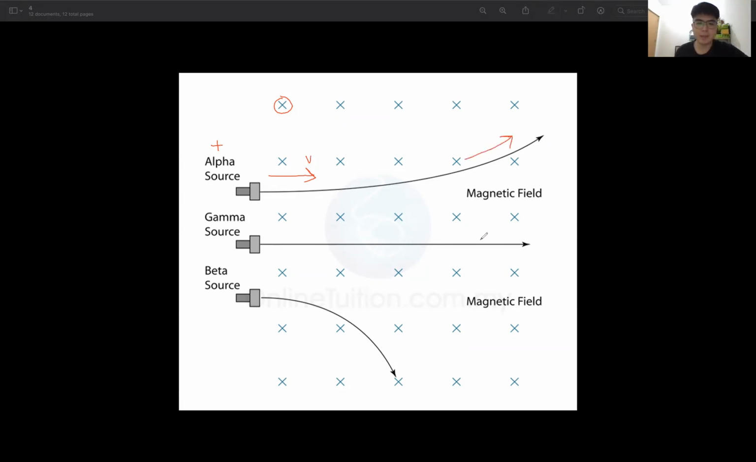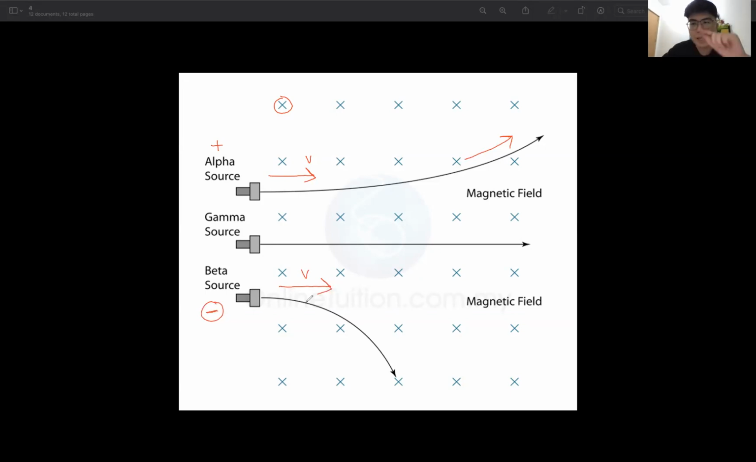Now gamma, very easy, straight. That's gamma. How about beta? Beta is an electron, a negative charge. So when it enters the field, it is moving to the right also. But what is the current flow? Remember, current and electron are in opposite directions, right? So the current is to the left.